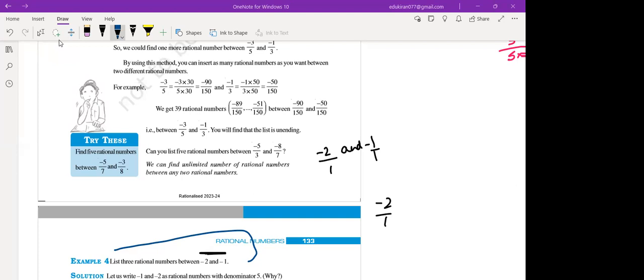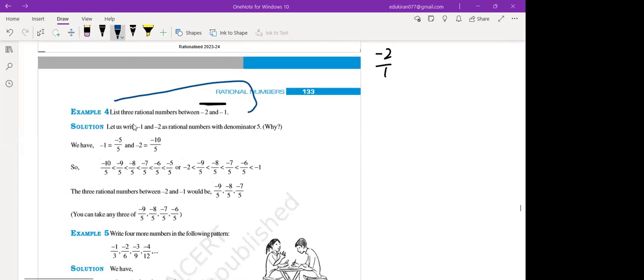Okay, so what number did you people take? 5 or anything else? I took 5, ma'am. Ma'am, can I tell the answer? Tell me. Ma'am, I got the answer as minus 9 by 5, minus 8 by 5, minus 7 by 5, and minus 6 by 5. Correct. Others? Same?